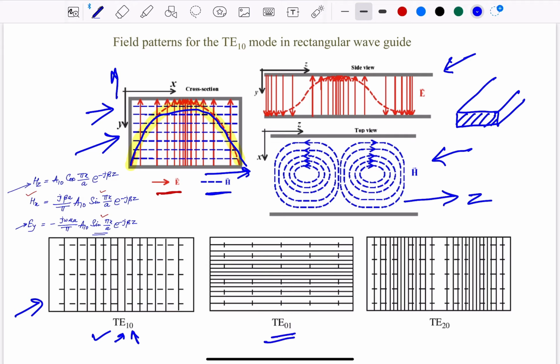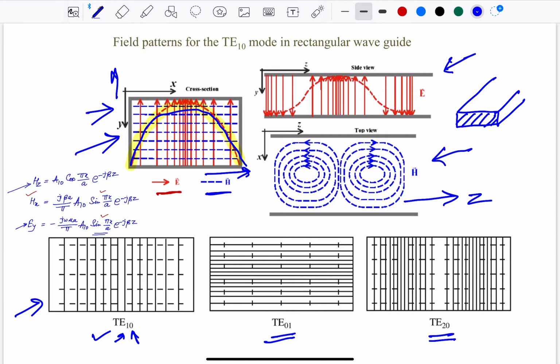This is another situation, when we have the waveguide such that the dimension a is greater than b. In that way, this will be somewhat flipped to the TE01 mode.